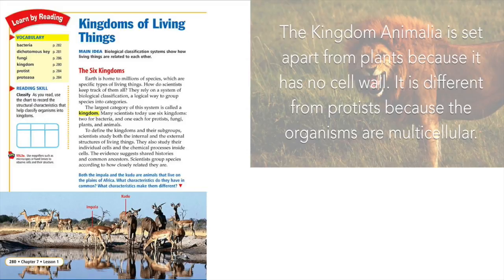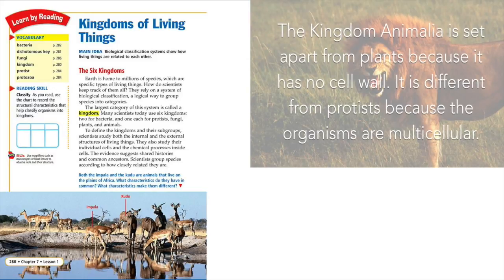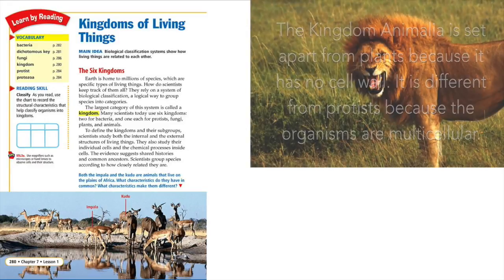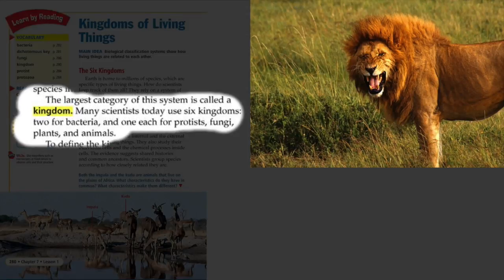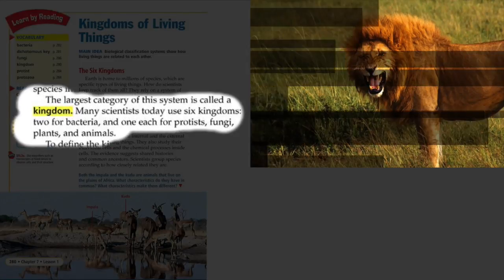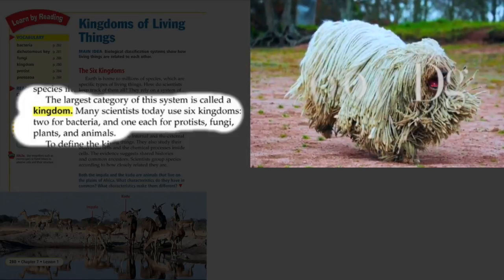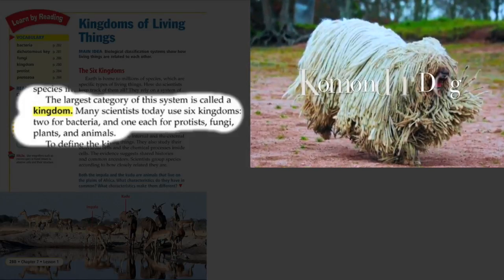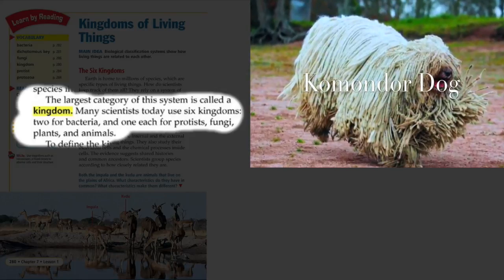So the largest category of each system is called a kingdom. You can think of a king with everybody that's underneath the king. Scientists, depending on who you talk to, but in our book, have classified them into 6 different kingdoms. We have 2 different kingdoms for bacteria. We'll go into more detail about those later. We have 1 kingdom each for protists, 1 for fungi, those are like funguses, plants, and animals.